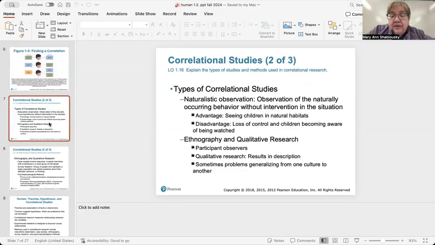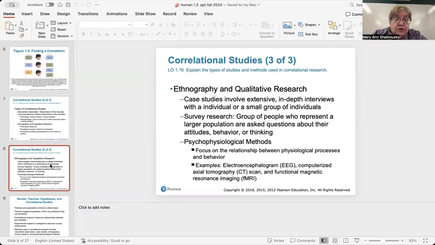So naturalistic observation is awesome if you can do it. You just observe a situation, like watching children playing on a playground. The disadvantage is you lose control. Other people could be aware that you're watching them. They may think you're a pedophile if you're just sitting there watching children. So make sure you have documentation. And of course, if parents are around, you would want to make sure you get permission before doing that. But most of the time, research is actually done in a laboratory or a controlled space.